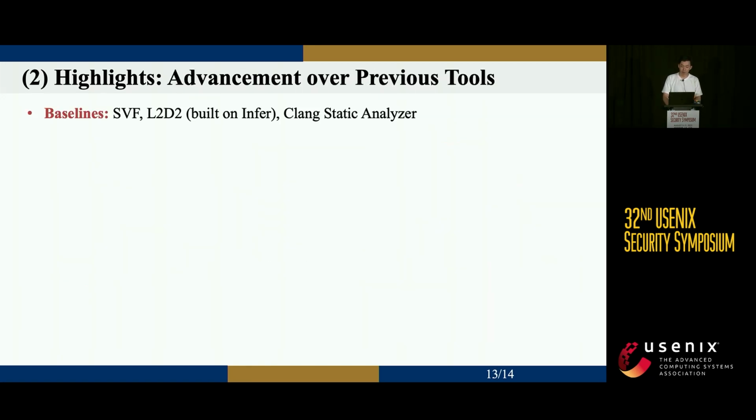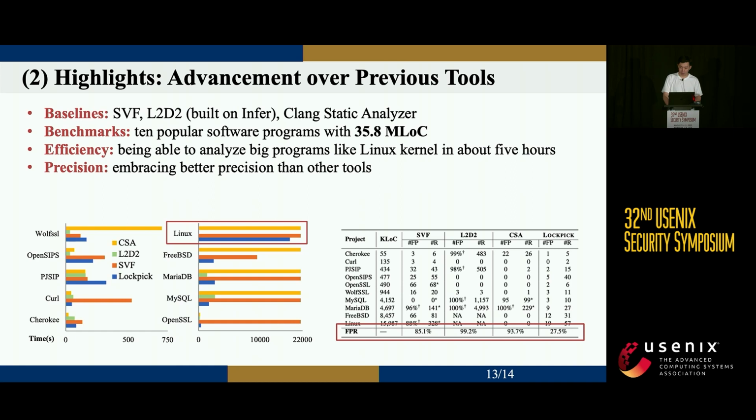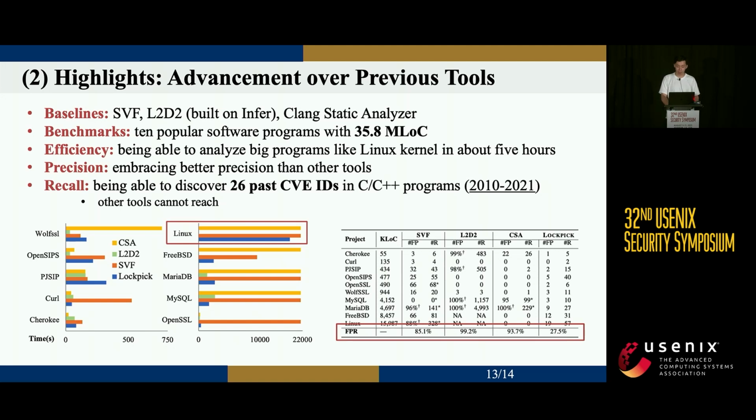Also, compared to the baselines such as SVF, L2B2 and those built on Infer and Clang static analyzers, our tool can reach very high efficiency and high precision with a significantly lower false positive rate. And for the recall, our tool can discover 26 past CVE IDs in the C and C++ programs being studied, and this result cannot be reached by the previous tools.